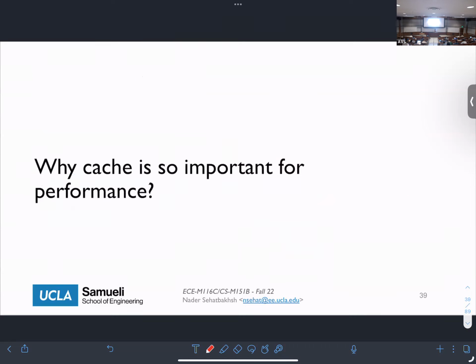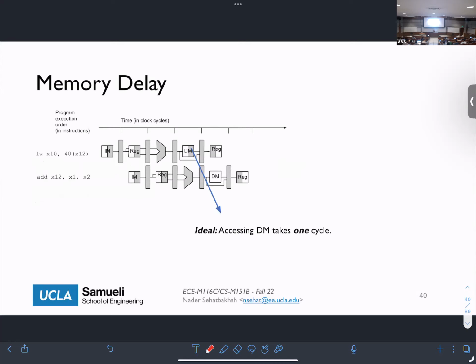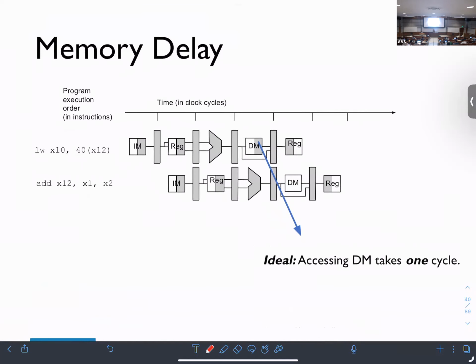So first of all, let's see why it's so important to have a cache and a very performant cache. I already discussed this, but let's revisit it one more time. If you look back when we were talking about our pipeline processor, whether in order or out of order, especially for in order, we had this data memory that was essentially treated as one element in our pipeline. And we always say that accessing the DM takes 1 cycle, similar to our ALU, our decoding, and all the other stages, right?